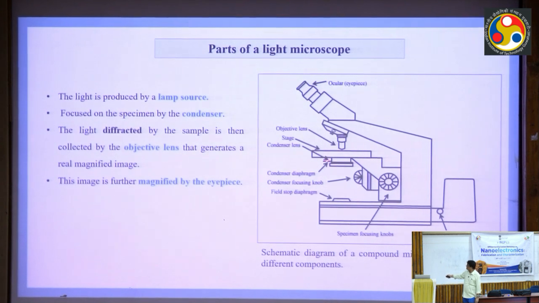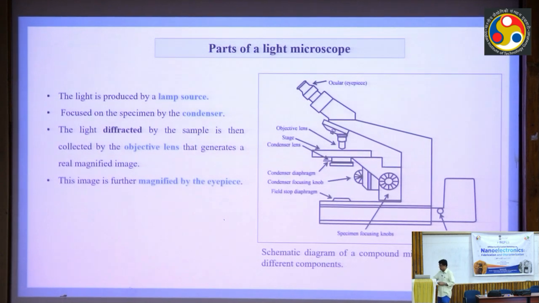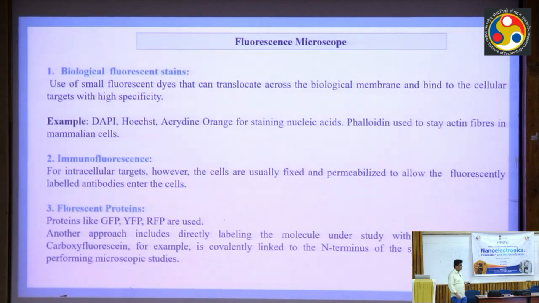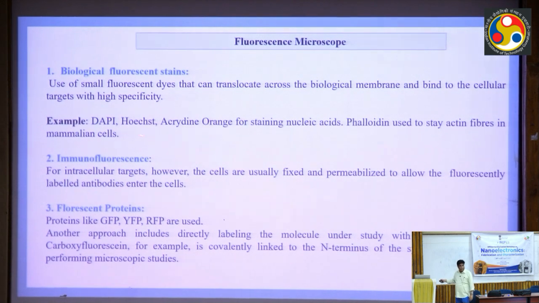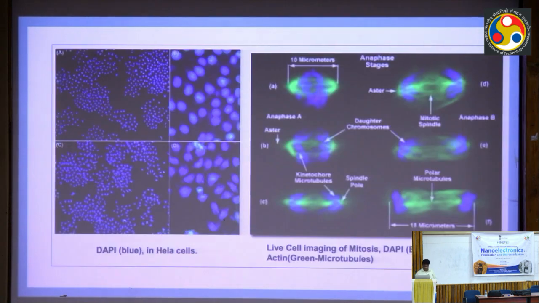You have a condenser, and you can see through the magnification of the objective lens over here. And this is the ocular lens. You can magnify and see. That's the part of the light microscope. Now, what we can see in biological samples: we can see the fluorescence stain if you have a fluorescence microscope. Immunofluorescence we can see when you use antibody. Fluorescence protein we can also see if you take the fluorescence microscope per se.